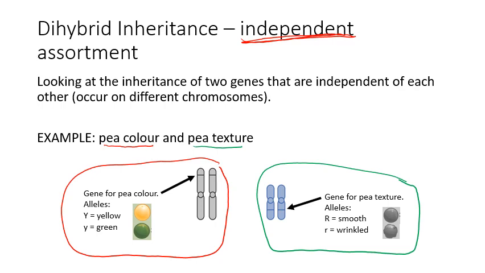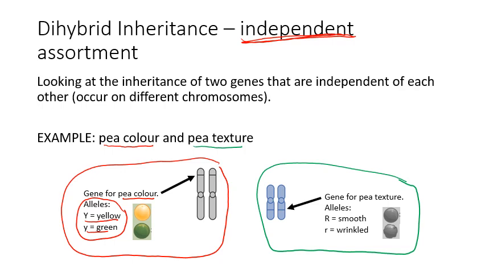Okay, so each of these genes, the pea color gene and the pea texture gene, are found on different homologous chromosomes. And you'll also notice that for each of those genes, they each have a dominant and a recessive allele for that trait. So if we're looking at pea color, looking at the different allele allocations here, I can see that the yellow color is dominant, whereas the green is recessive, represented by the capital Y and the lowercase y.